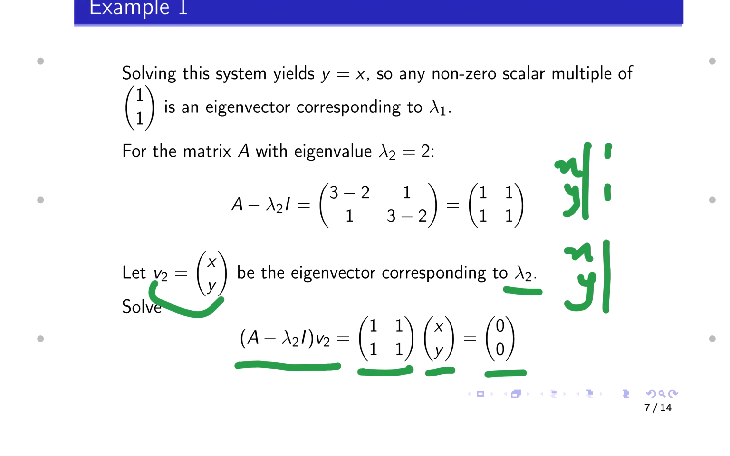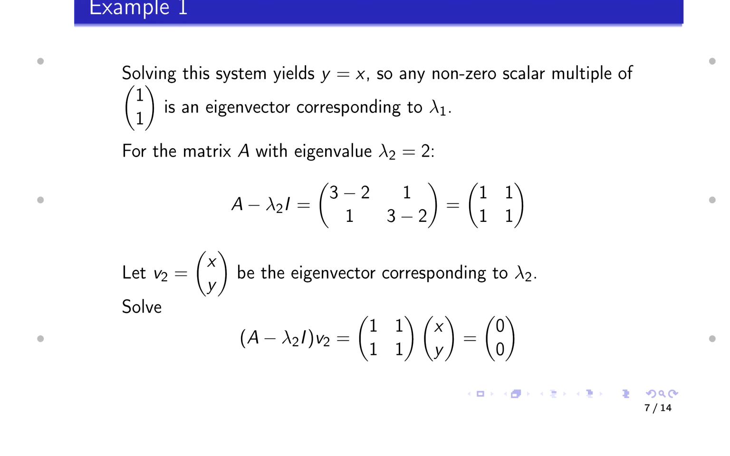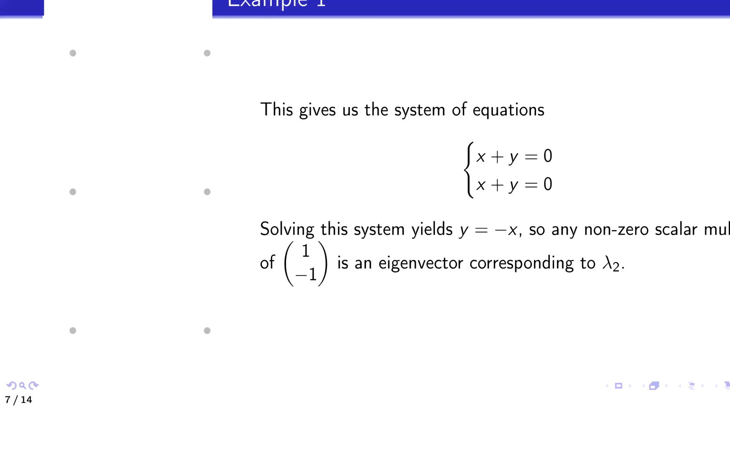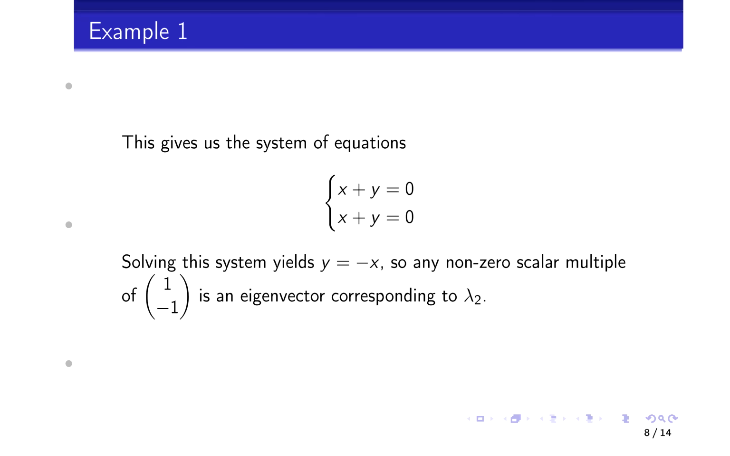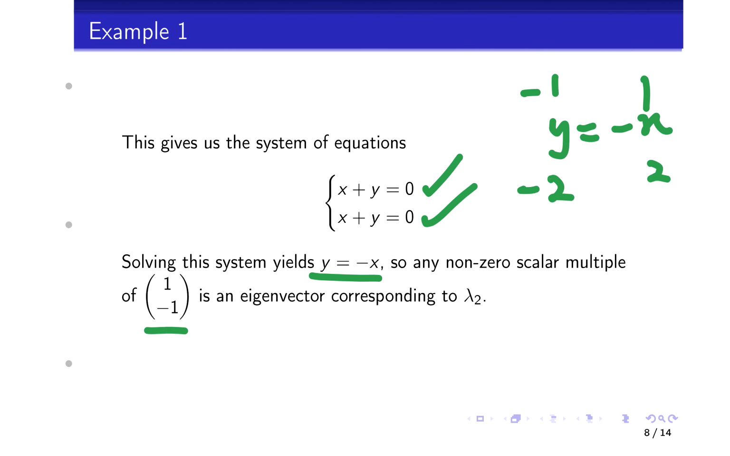Coming to the next slide, you see what exactly I said. This gives us the system of equations x plus y equals 0, or x plus y equals 0. It's just the same thing. So solving the system yields y equals minus x, all right? So any non-zero scalar multiple of 1, minus 1 is an eigenvector corresponding to lambda 2. Why? Because y equals minus x. When x is 1, y is automatically minus 1. When x is 2, y is automatically minus 2, and so on and so forth. So any non-zero scalar multiple of 1, minus 1 is an eigenvector corresponding to lambda 2. All right, so that's a 2 by 2 situation.